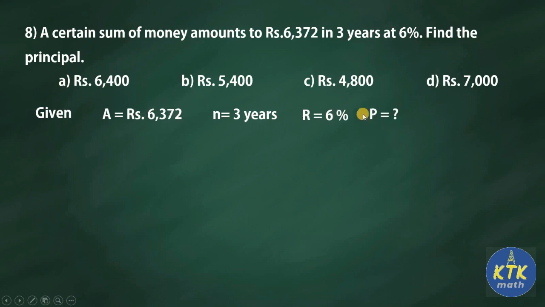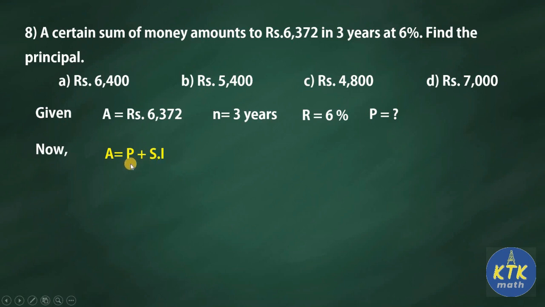Okay, we don't have a direct formula to find principal value when amount is given. If they give n or simple interest, then we are able to find the principal value, but they gave the amount here. So what I am going to do, write the formula for A. What is the A formula? We know that amount equals principal plus simple interest.